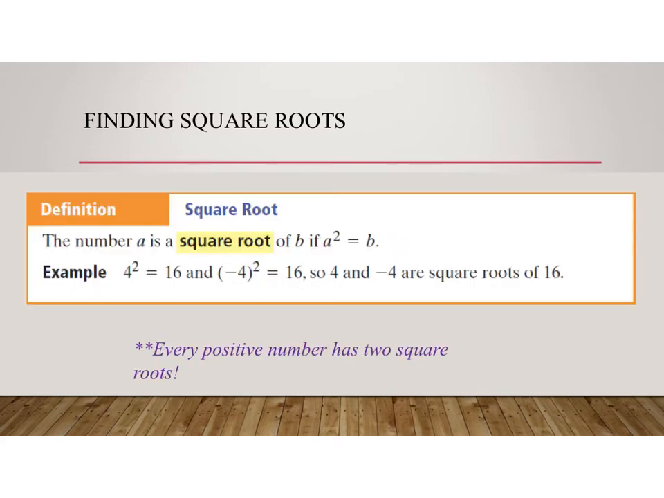So by textbook, the definition of a square root says the number a is a square root of b if a squared equals b. So again, we have 4 squared equals 16, and I can also have a negative 4 and square that and get a 16. So we would say that a positive 4 and a negative 4 are square roots of 16. Now sometimes we might even show it as plus or minus 4 to show that there are really 2 solutions. So every positive number has 2 square roots. I want you to keep that in mind, please.